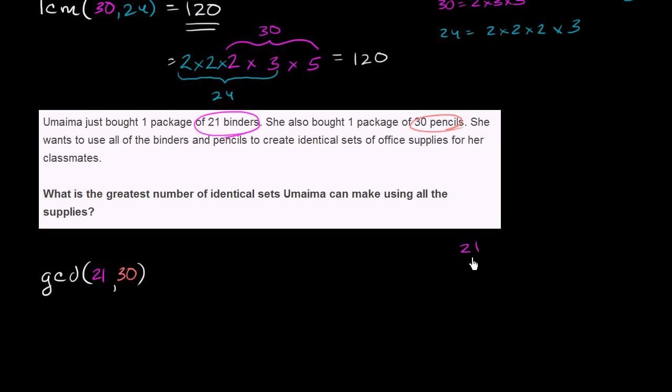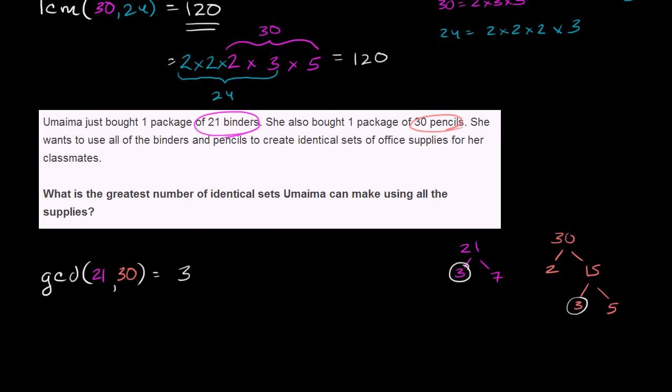So 21 is the same thing as 3 times 7. These are both prime numbers. 30 is 2 times 15. We already did it actually just now. And 15 is 3 times 5. So what's the largest number of prime numbers that are common to both factorizations? Well, you only have a 3 right over here. You don't have a 3 times anything else. So this is just going to be equal to 3. So this is essentially telling us we can divide both of these numbers into 3, and that will give us the largest number of identical sets.